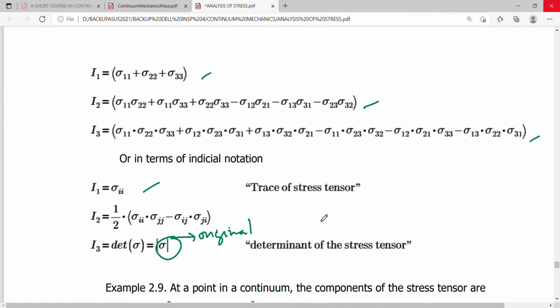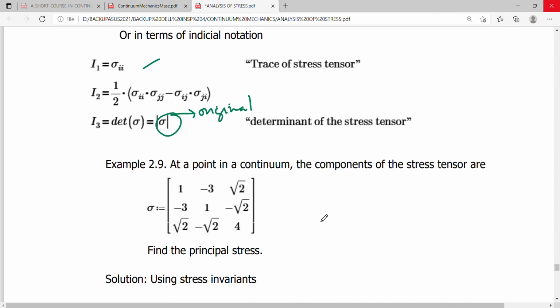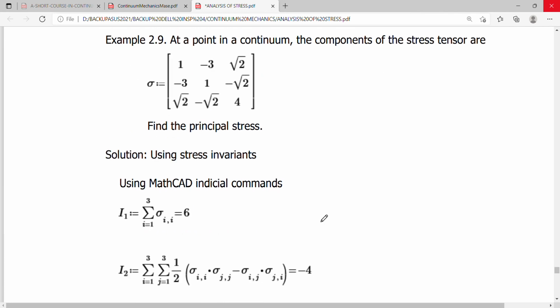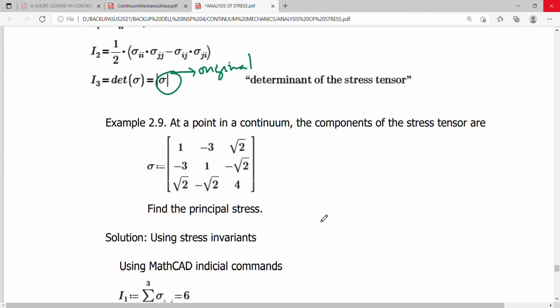So to give you a good understanding on this, I have now here example 2.9, wherein we are asked to find the principal stress using the method of invariants. So at a point in a continuum, the components of the stress tensor are given. Okay, again, this must always be symmetric. So if I give you a tensor which is not symmetric, then there's something wrong with the problem. Okay, so maybe it's a typo error, or maybe a special condition is set on the problem, not to qualify why symmetry was not satisfied.